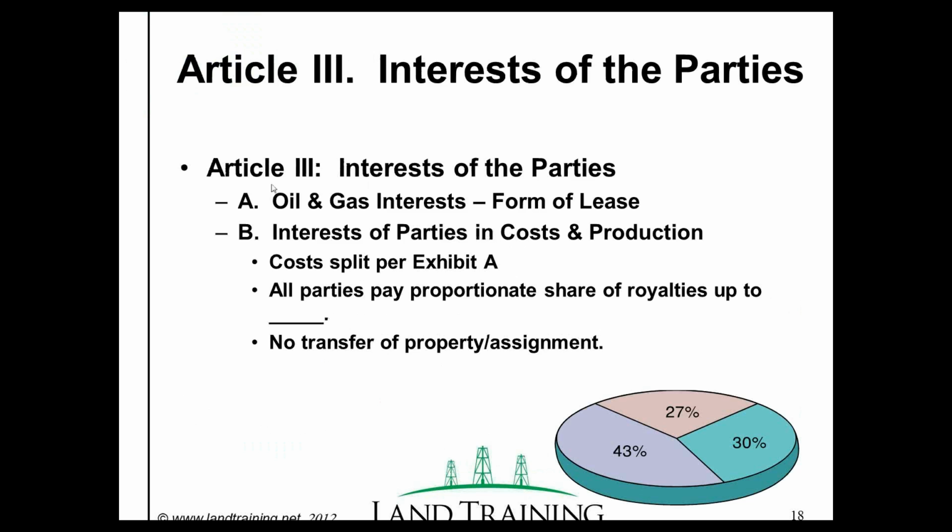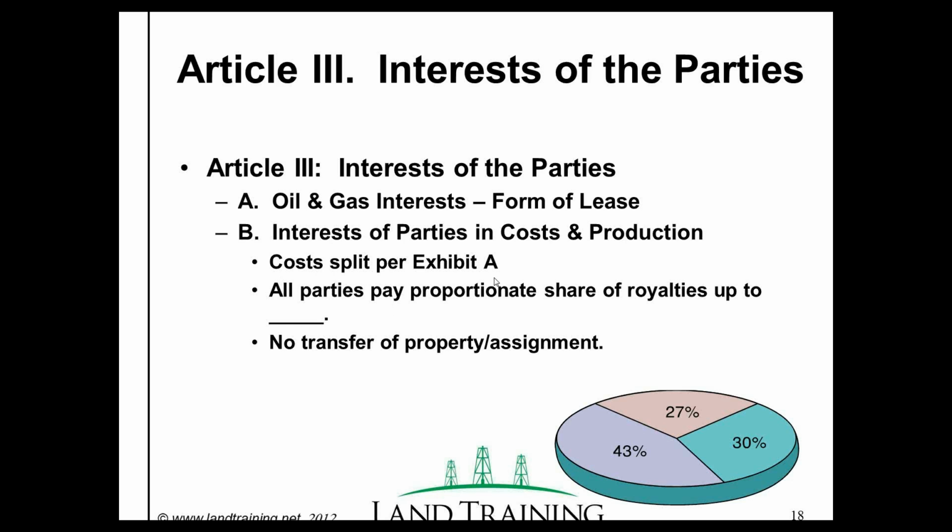Okay, now we're on Article 3, so we're kind of whizzing past these. We're going to go through 10 articles here. Article 3 is going to be the interest of the parties, and it's going to set forth the oil and gas interest. And what it basically says is that the interest of the parties in cost and production are as they are split out on Exhibit A.